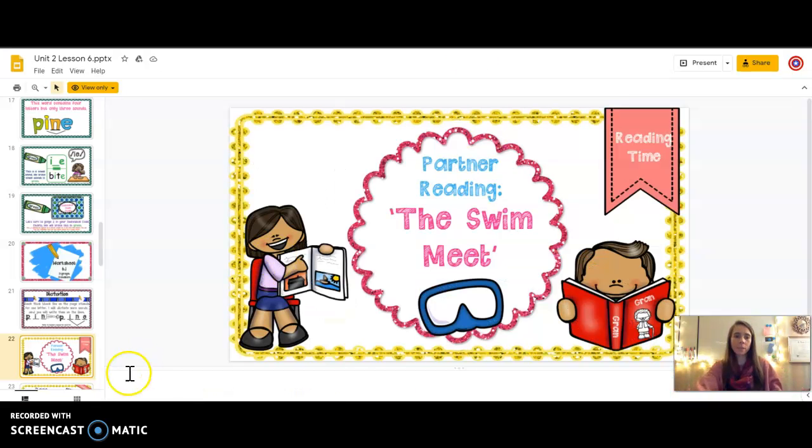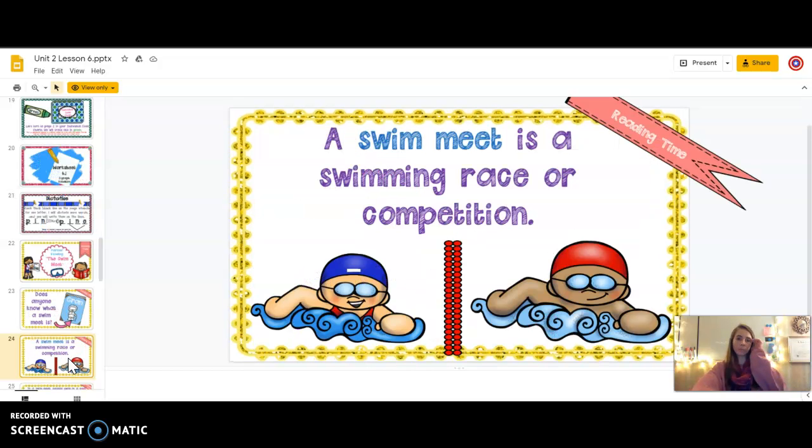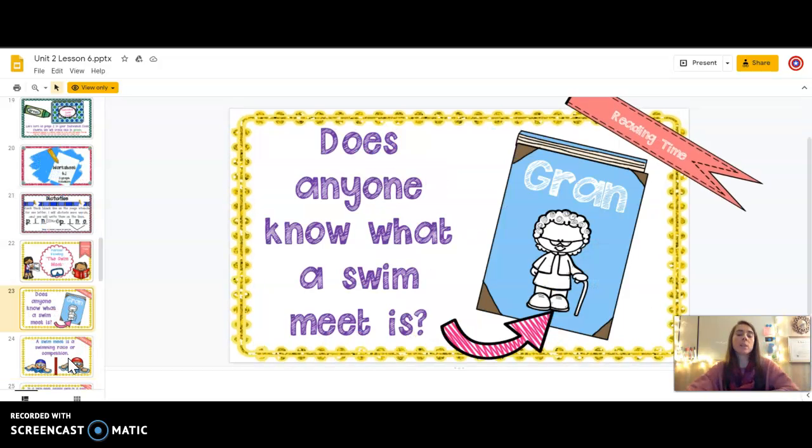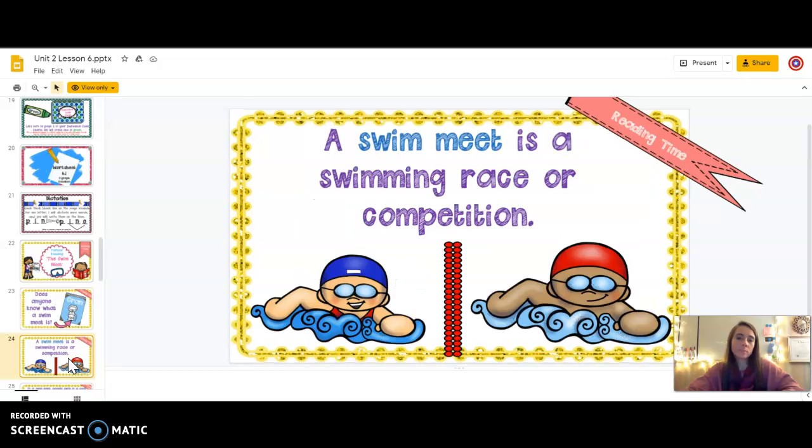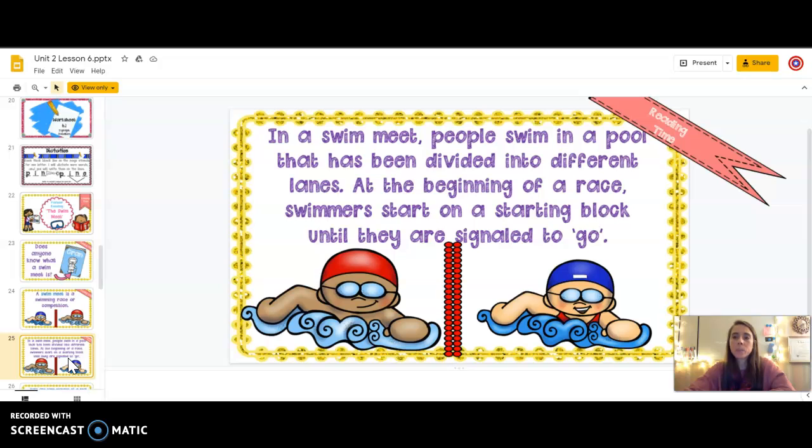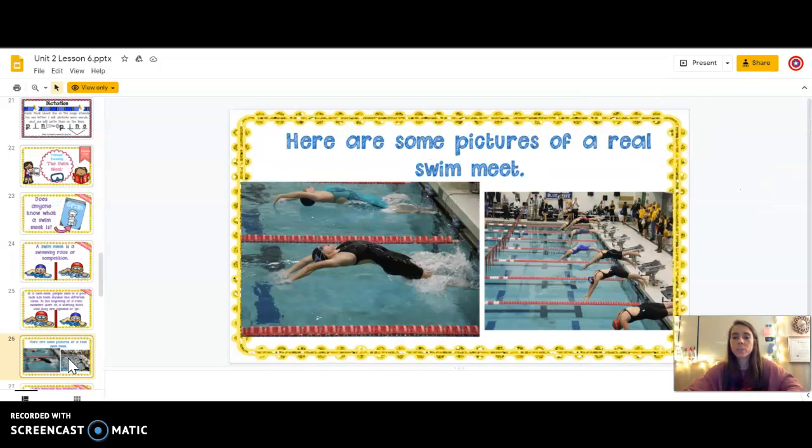We have some vocabulary words to go over before we read the story. Does anybody know what a swim meet is? Pause the video and tell the person next to you if you think you know. A swim meet is a swimming race or a competition. Just like a basketball game you watch on TV, the same thing. In a swim meet, people swim in a pool that has been divided into 4 lanes. At the beginning of a race, swimmers start at a starting block until they are signaled to go. Here are some pictures of a real swim meet.